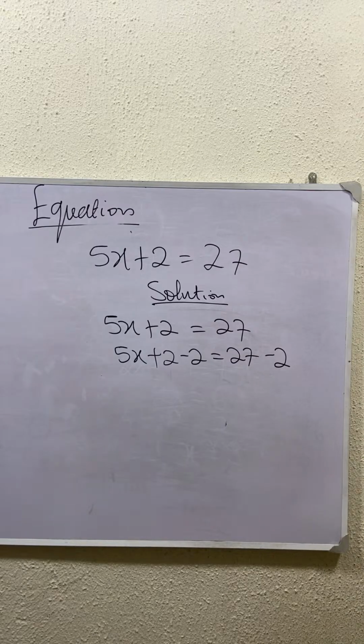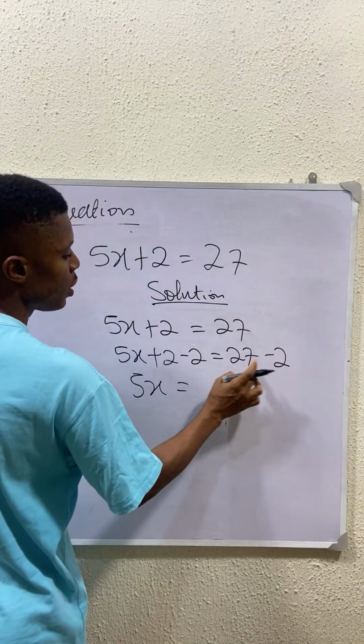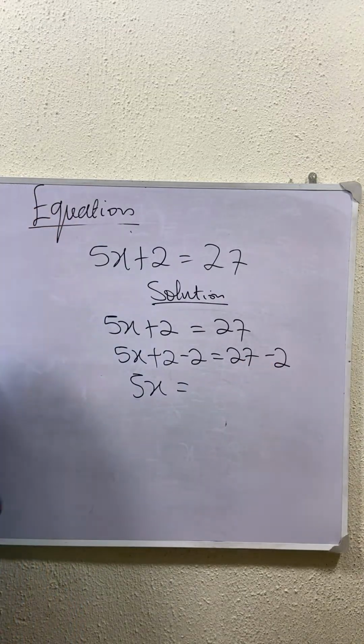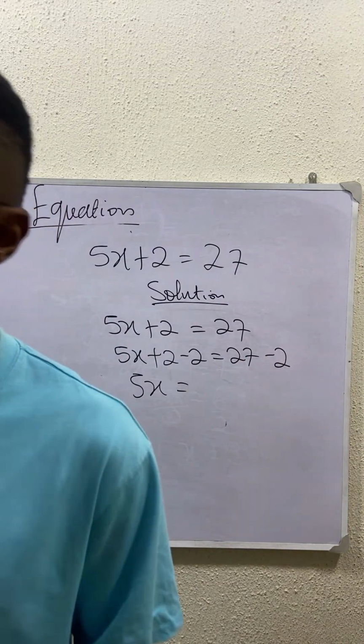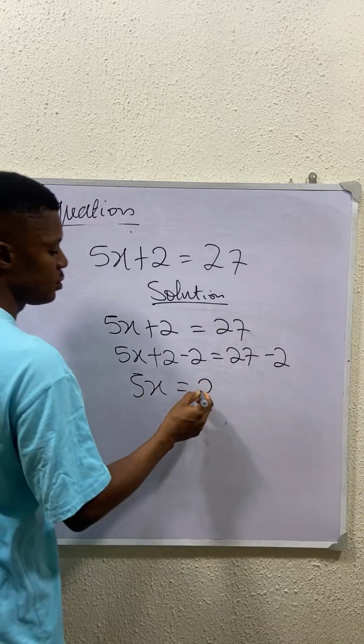So since you collected the like terms, you have 5x is equal to 27 take away 2. What is 27 minus 2? 27 minus 2 is 25.